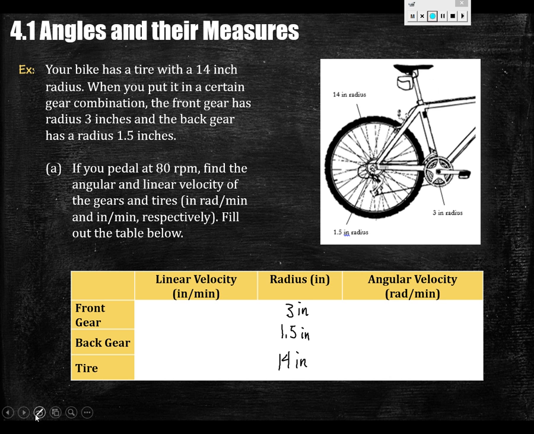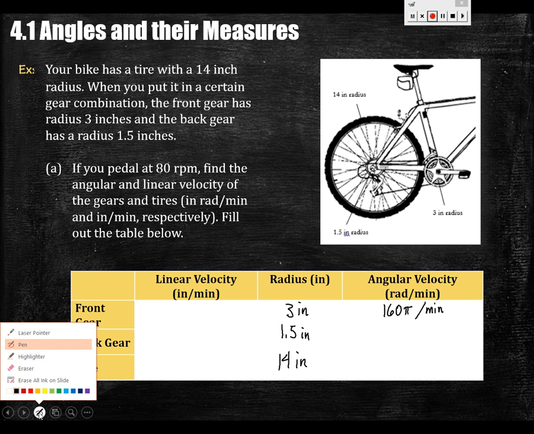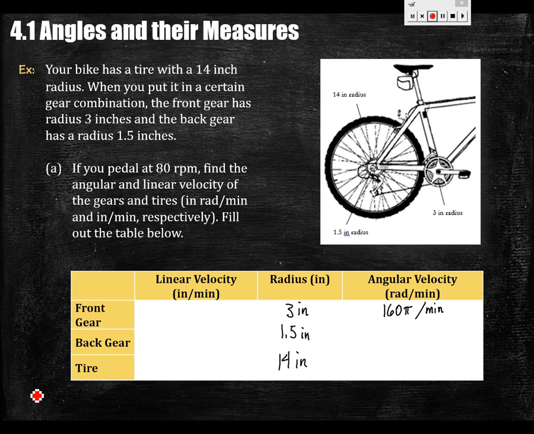2 pi times that, so it'd be 160 pi radians per minute, or just unitless. Okay. All right. So I think we're doing well. By the way, I do encourage you to leave the pi in there for now until we're done, just because in our final answer we might not have that.